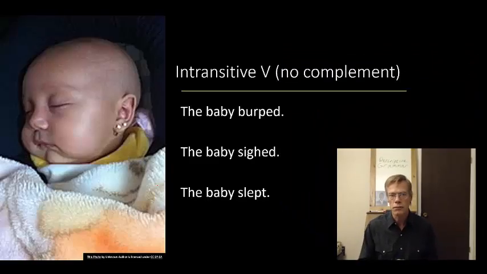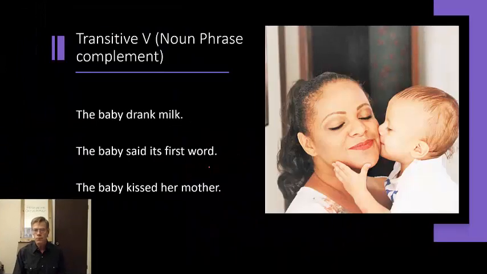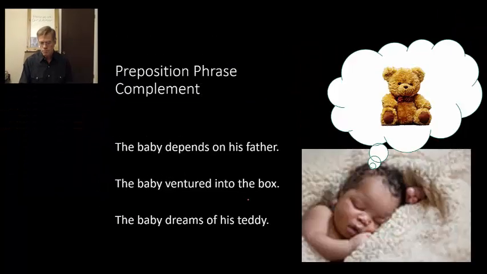So an intransitive verb, there's no complement there. The baby burped, the baby sighed, the baby slept. A transitive verb needs a noun phrase complement, an object. The baby drank milk. The baby said its first word. The baby kissed her mother. You can also take a preposition phrase complement. The baby depends on his father. The baby ventured into the box. The baby dreams of his teddy.